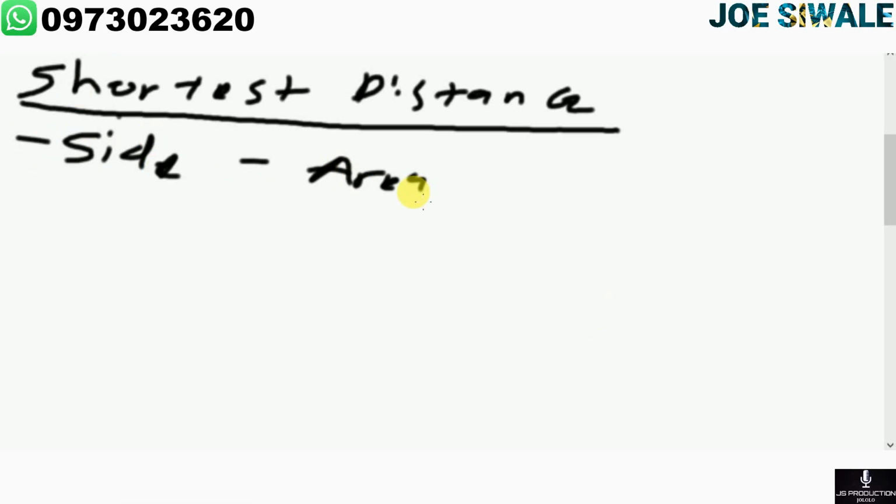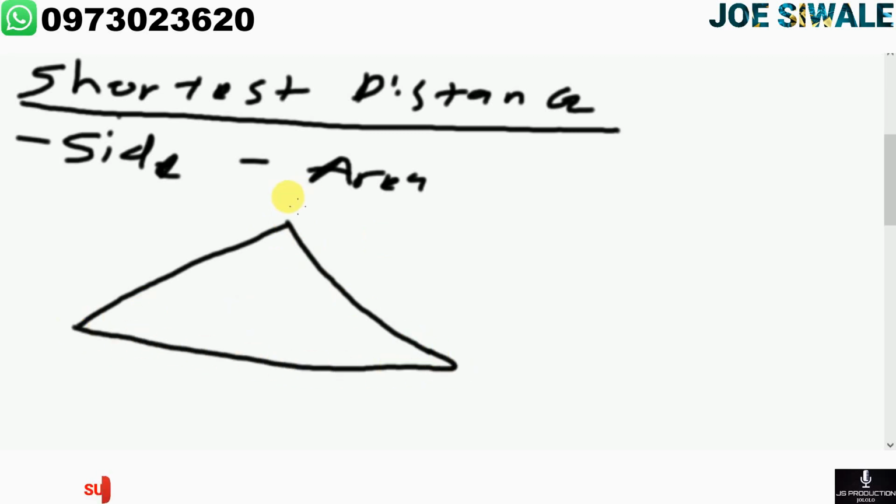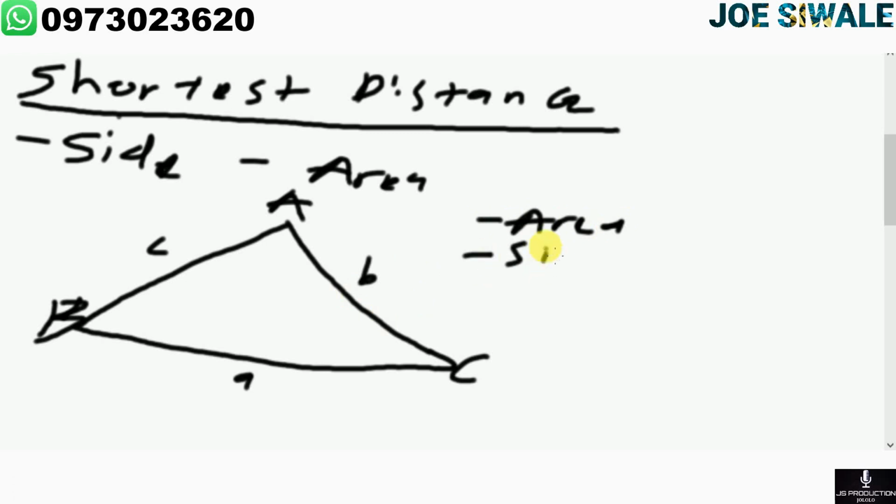And if you have this triangle in this form, this is A, then I have B here, and I have C. So I know that this is my small letter a, this is my small letter c, and this is my small letter b. And I can only calculate the shortest distance of this non-right angled triangle if I know the area and if I know the side. So the side that you're supposed to know is side BC, which is a.